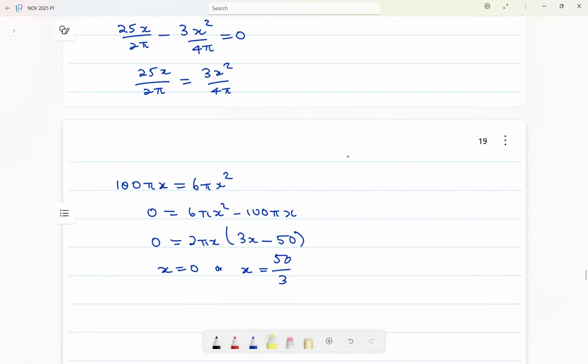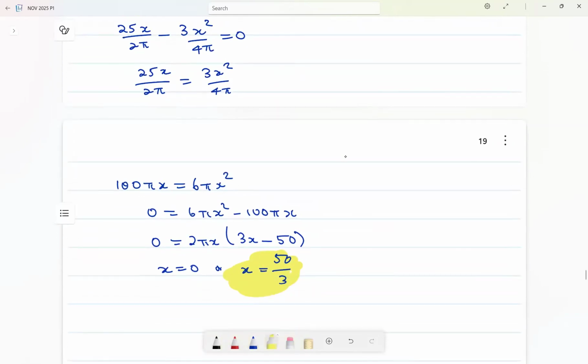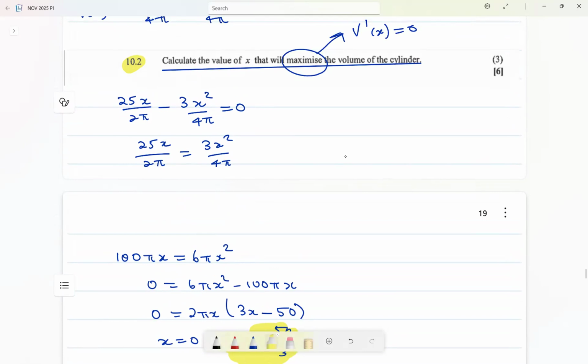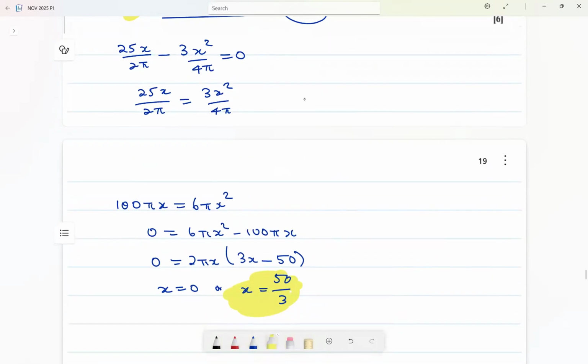Okay. So I think this will be a maximum. It will be a maximum when x is equal to that. Good. Let me just confirm 50 divided by 3. Let me substitute it into the derivative formula and see if indeed it gives me 0. Answer divided by 2 pi minus 3 times the answer squared divided by 4 pi. Yes, it gives me 0. So the answer is correct, and that will maximize the volume.